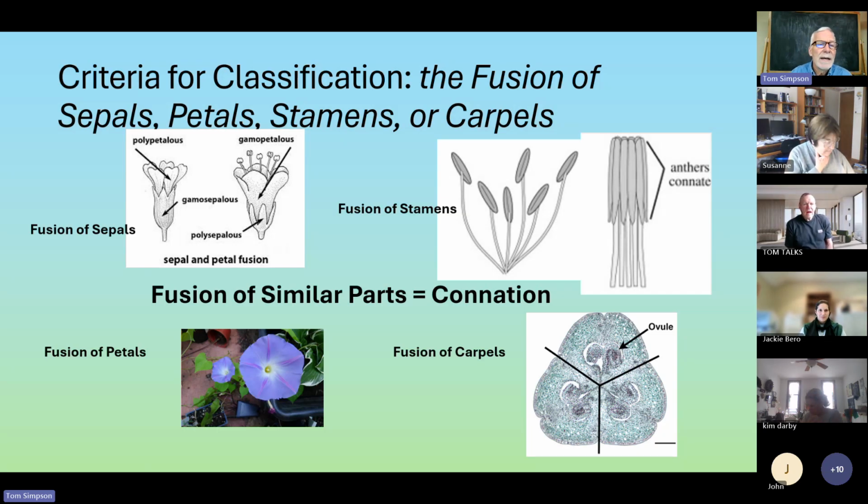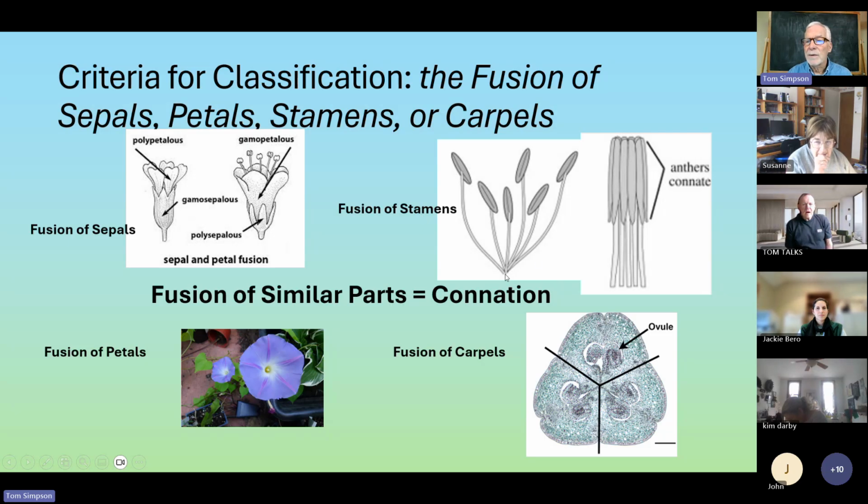So here we can have sepals that are fused together. Here the sepals are separate. Here the sepals are all fused together. Here the petals are separate or free. We call them free when they're separate. And here the petals are fused together into a tube. We might call that the corolla tube. And these fused sepals would be a calyx.